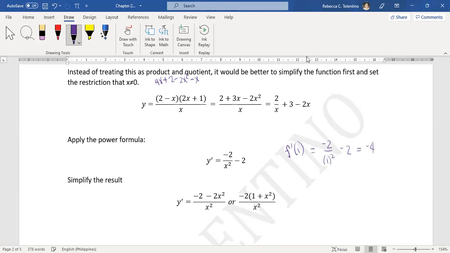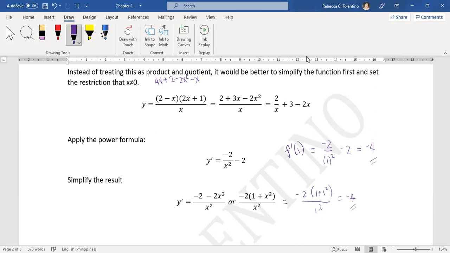Now, if x equals 1 is substituted in the simplified form of the answer, then you will also get minus 2 times 1 plus 1 squared, over 1 squared. So 1 squared is 1, added to 1, it becomes 2. So negative 2 times 2 is minus 4. And of course, we know that 1 squared is 1. So negative 4 over 1 is still negative 4.